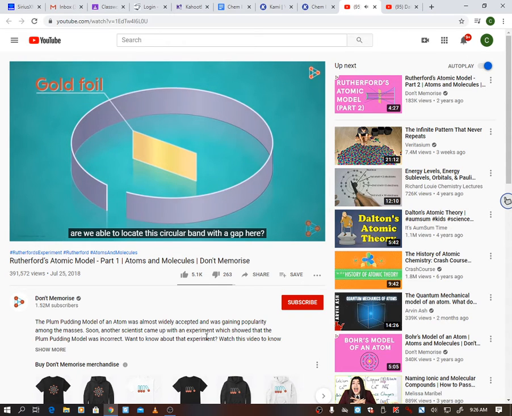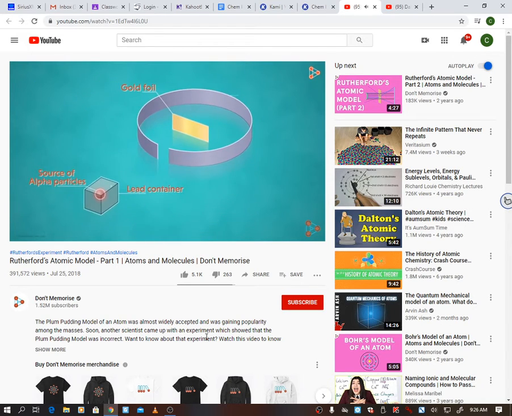Lastly, are we able to locate this circular band with a gap here? What could this be? Well, this is the screen. A fluorescent screen that would help us detect the radiation. That means the screen will glow or emit fluorescent light whenever alpha particles hit it. So this is how the track of alpha particles can be traced. Now we're all set to understand how the experiment worked.